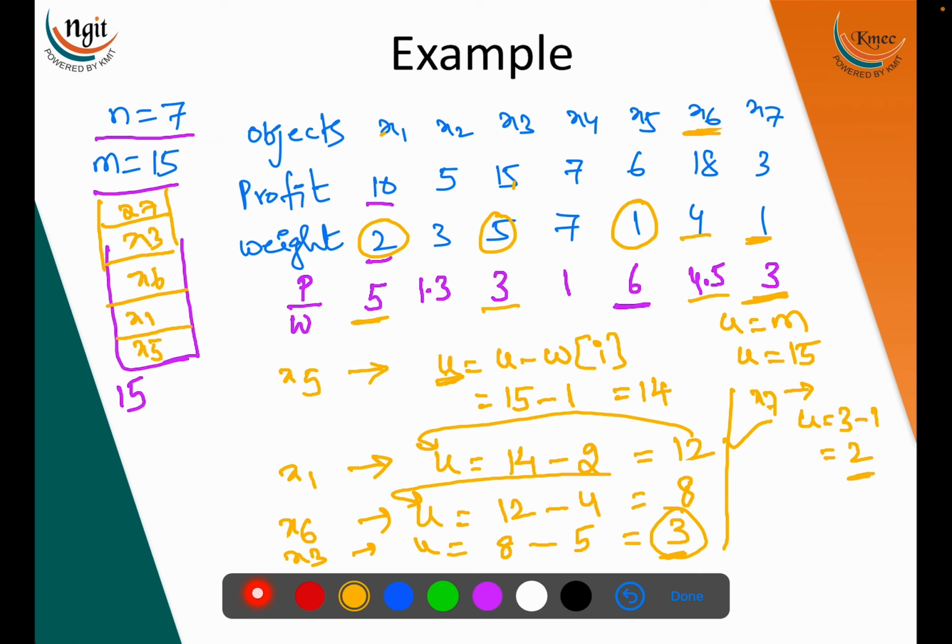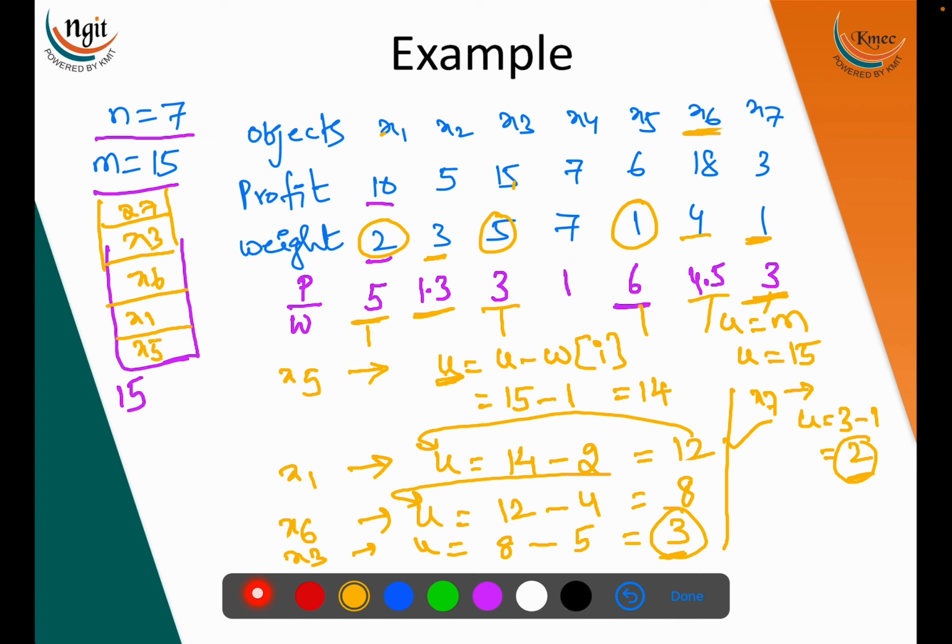Now, which items have you placed? X1 is done, X3 is done, X5 is done, X6, X7 are done. Now there are 2 items left, X2 and X4. Among these 2, which has the highest value? X2 has the highest value. Its weight is 3, but the available weight is 2 kg. If you keep the entire item X2, your bag will not be useful, correct? Because it will tear as you are exceeding the bag capacity.